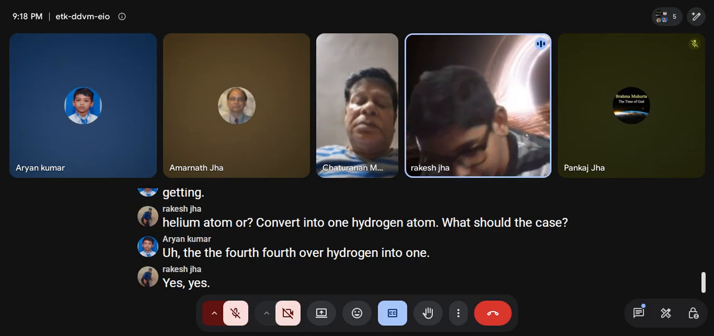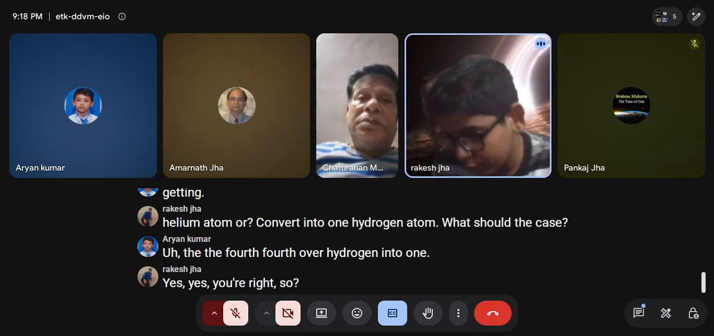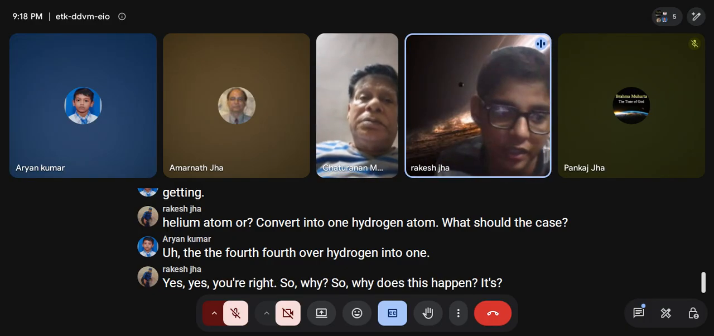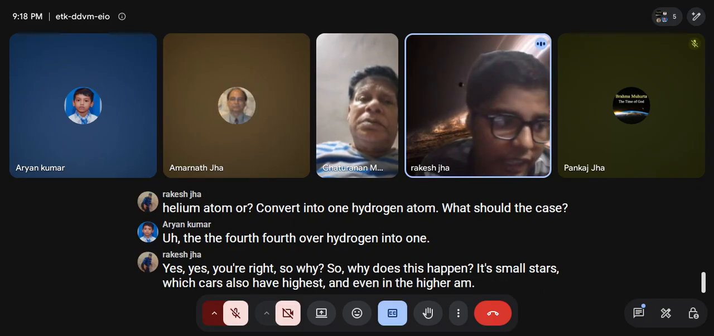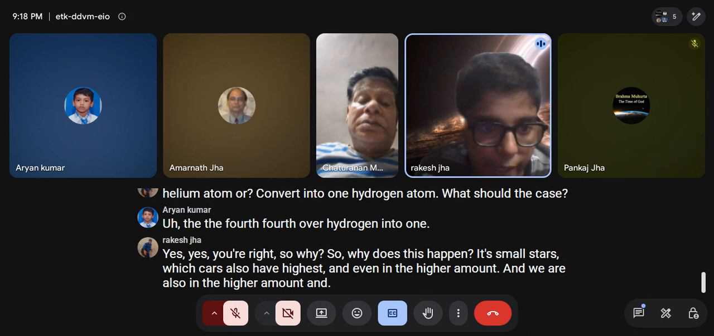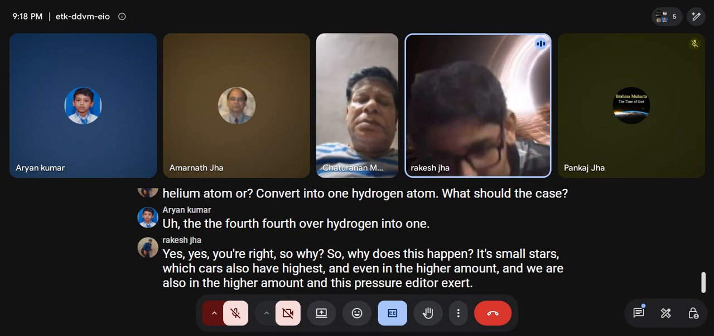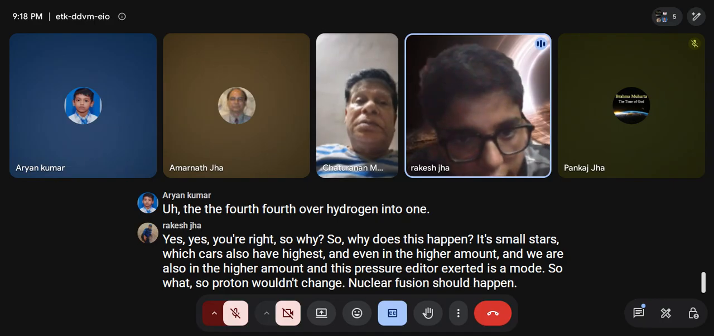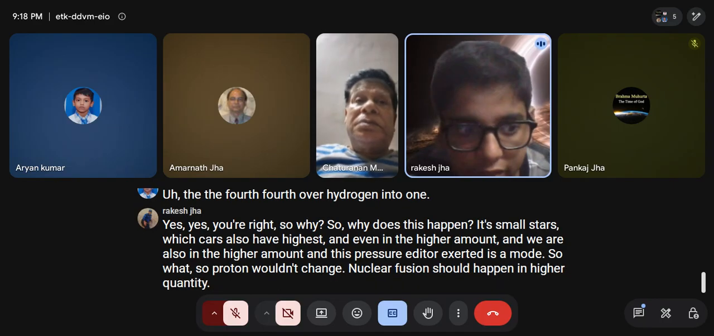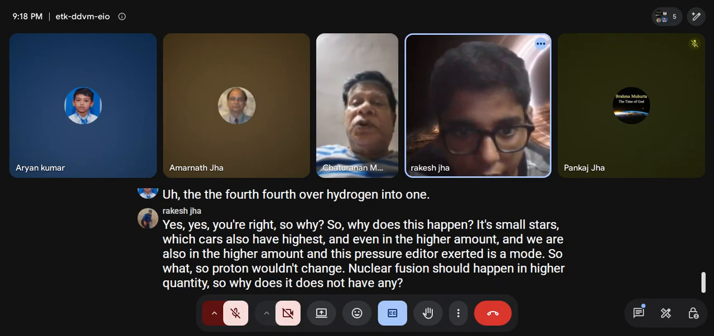Yes, you're right. Why does this happen in small stars? Big stars also have hydrogen, even in a higher amount, and helium also in a higher amount, and the pressure exerted is more. So proton proton chain nuclear fusion should happen in higher quantity. So why does it not happen even?